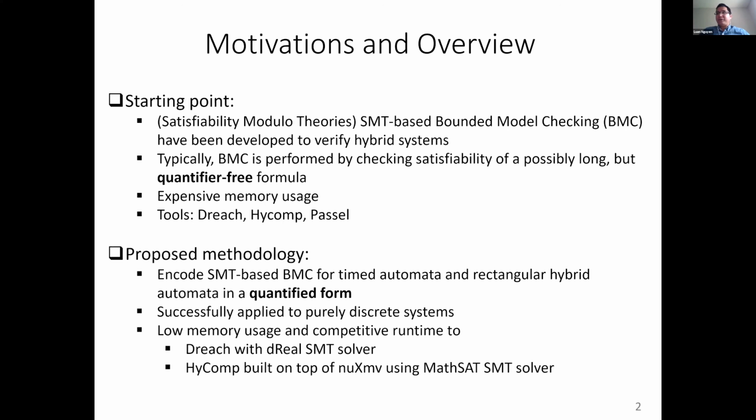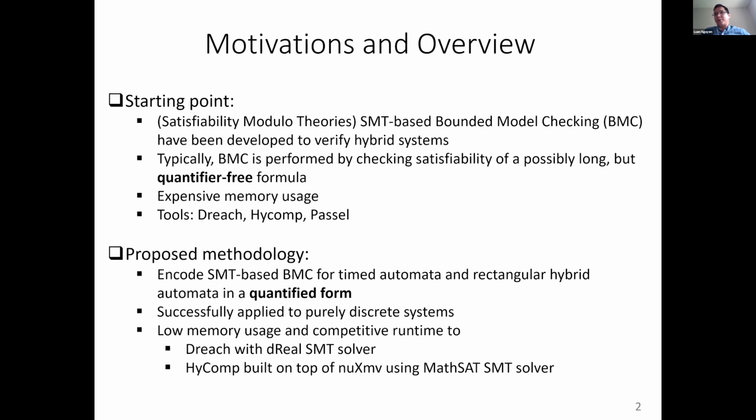Currently we focus on timed automata and rectangular hybrid automata, and we try to encode the BMC problem in quantified form. This approach has been successfully applied to purely discrete systems, where one can encode a quantified Boolean formula for the circuit and call a solver to solve the problem where the BMC is encoded in quantified form. Motivated by that, we try to encode the same problem for hybrid systems, which we expect to have very low memory usage and competitive runtime to existing tools.